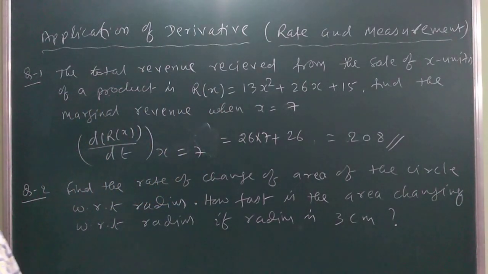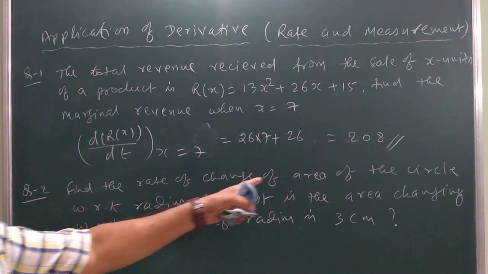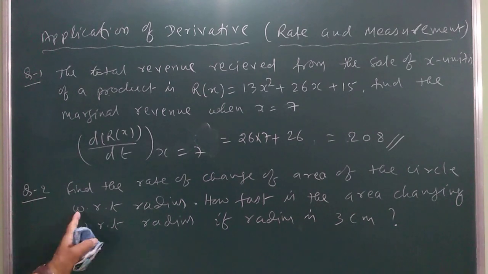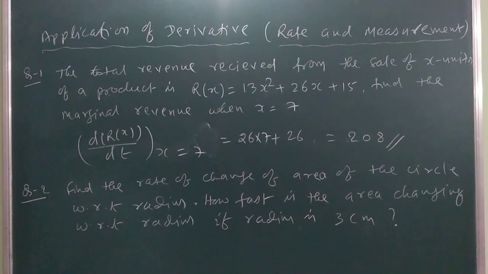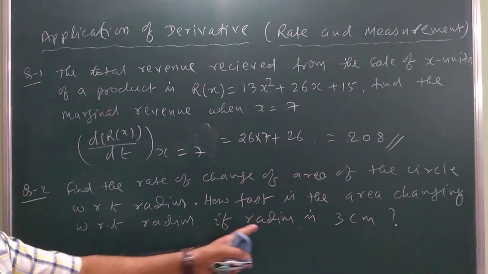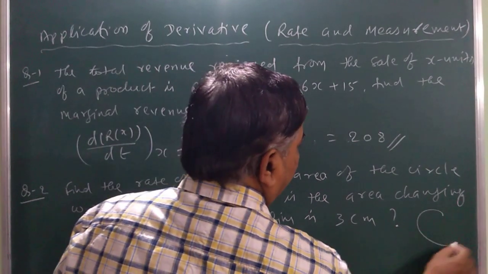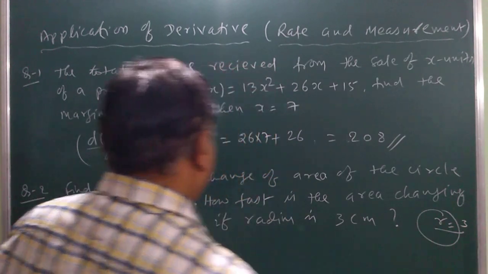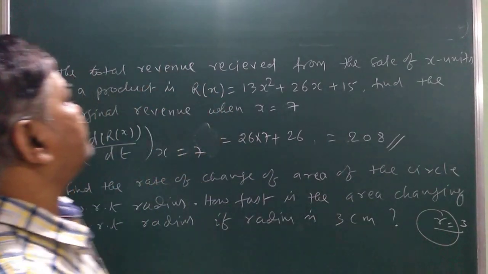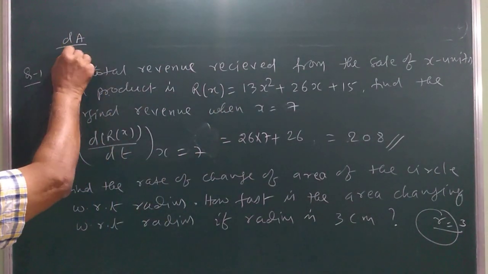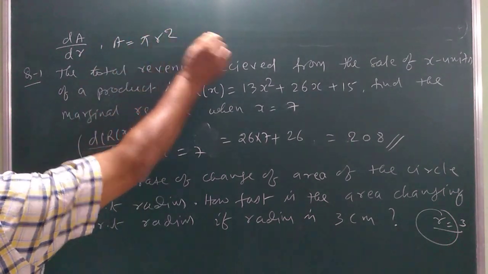Now let us move to the field of mensuration. Find the rate of change of area of the circle with respect to radius. How fast is the area changing with respect to the radius if the radius is given as 3 centimeter? So this is a circle, radius is given 3. You have to find the derivative of the area with respect to the radius. Now what is the area? This is pi r square.